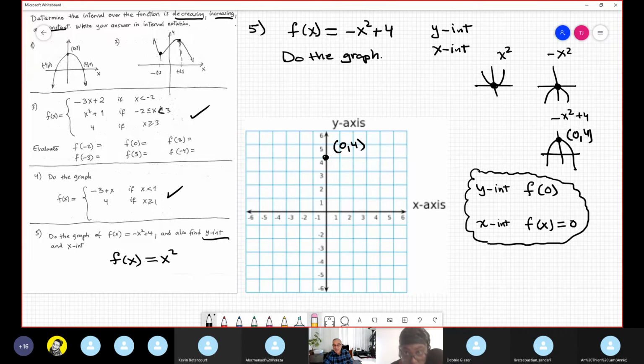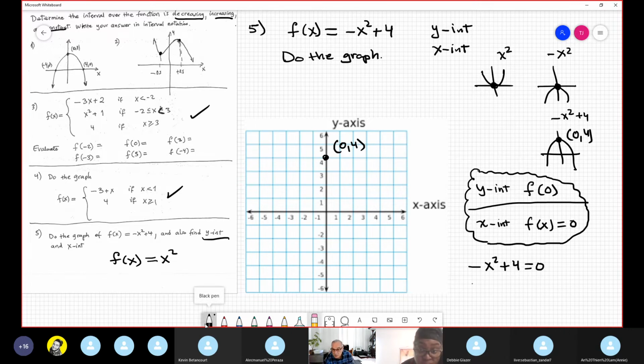Well, actually, I did that part. The y-intercept is plugging in zero: 0 squared, 0, 0 plus 4, 4. I did that. And the x-intercept, you take the function, minus x squared plus 4, and you force it to be equal to 0. Look, that part, equal to 0. But this is easy for us. This is a quadratic equation. So for solving the quadratic equation, let's do it.